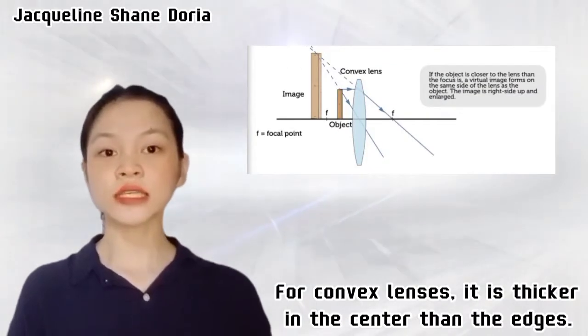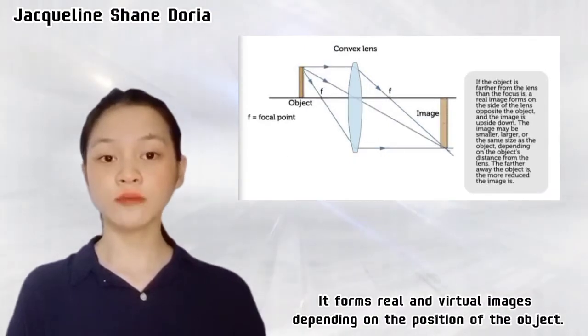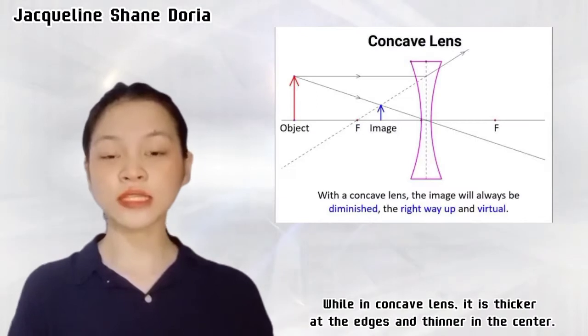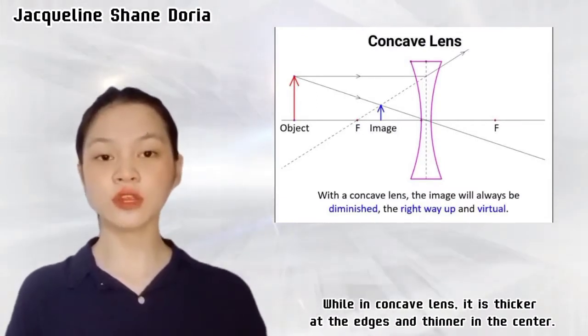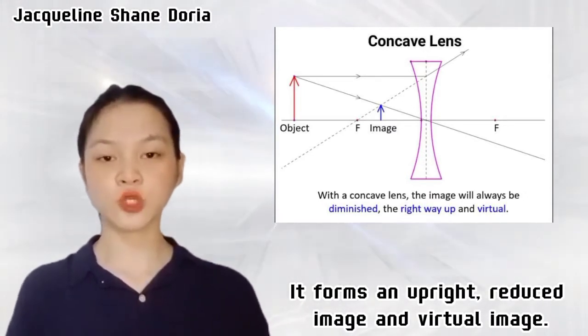A convex lens is thicker in the center than the edges. It forms real and virtual images depending on the position of the object. While a concave lens is thicker at the edges and thinner in the center. It forms an upright, reduced, and virtual image.